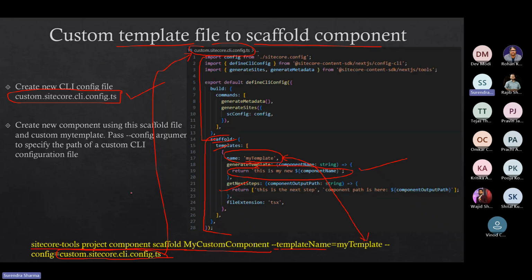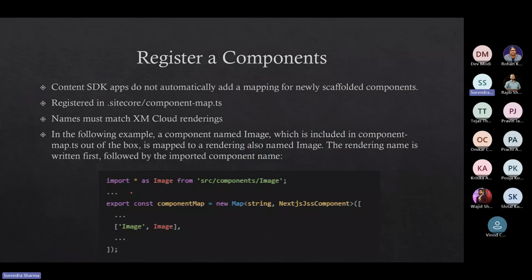So once we understand this custom template, another thing that we need to remember is that in JSS, by default, whenever you add a new component, it is automatically registered by the JSS application. But within the Content SDK, it's a manual thing. I mean, we have to add it on our own. Whatever component you add, we have to register it so that our application knows which component it has to support.